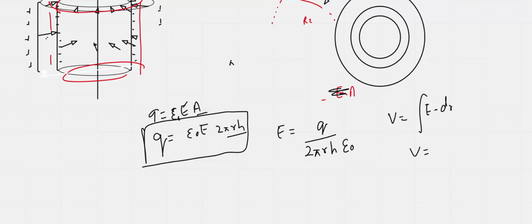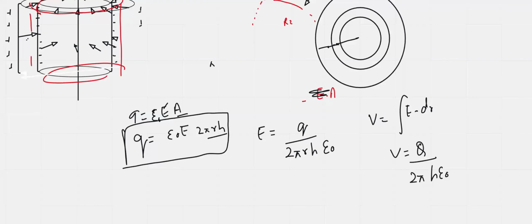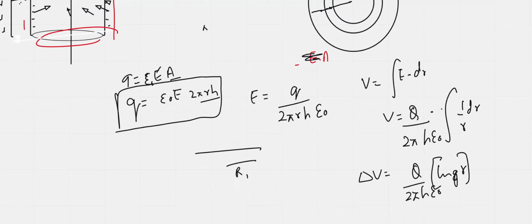If you see, out of these, charge is constant, 2 constant, pi constant, h constant, epsilon constant, right? What I'm varying is just my radius, because I'm calculating here, then here, then here, and so on. So 1 by r dr. If you see, change in potential is nothing but q by 2 pi h epsilon naught times log of r. Is that clear? And what is r? It is going from r1 to r2, right? So this becomes r1 to r2.